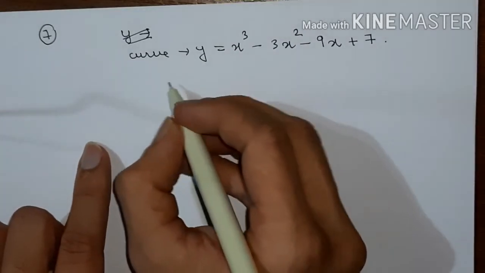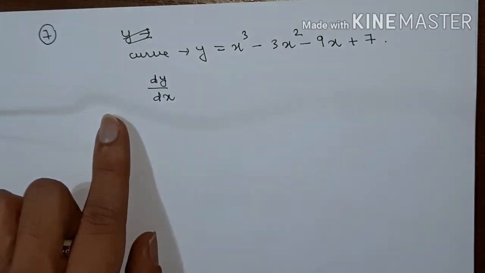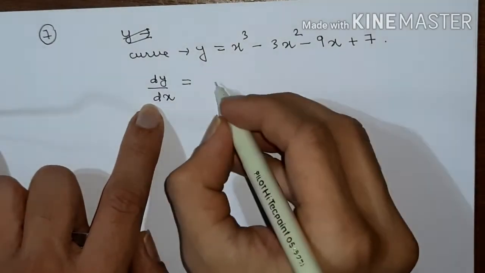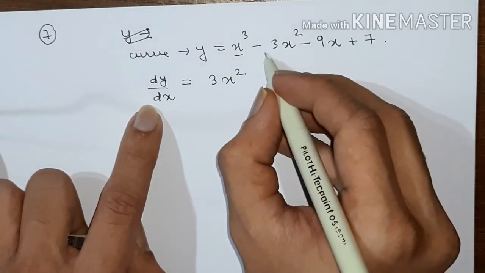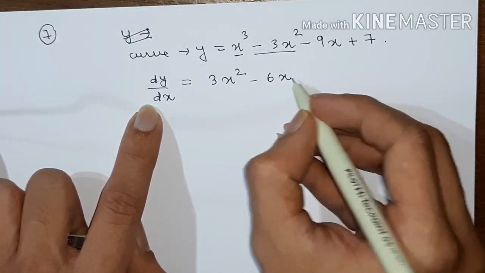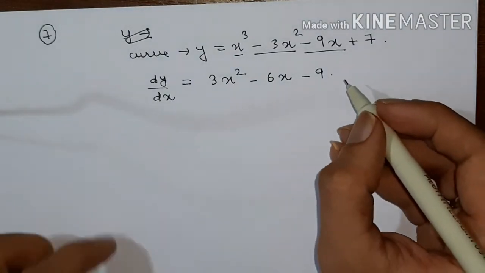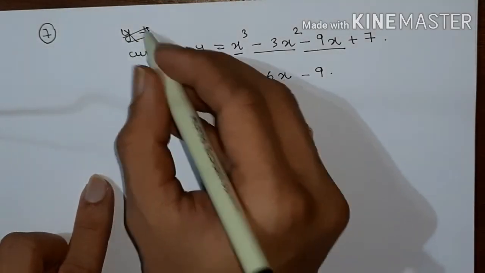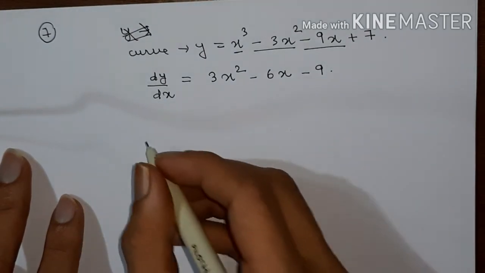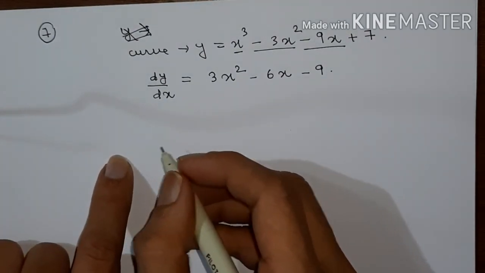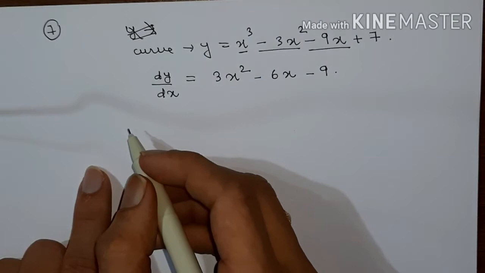Before that, first we'll find dy by dx, because to find the tangent at a point we first want dy by dx. So dy by dx is nothing but the derivative of this, that is 3x square, then minus 6x, then minus 9. Now what we have to take is any point a comma b at which the tangent to this curve is parallel to x axis.